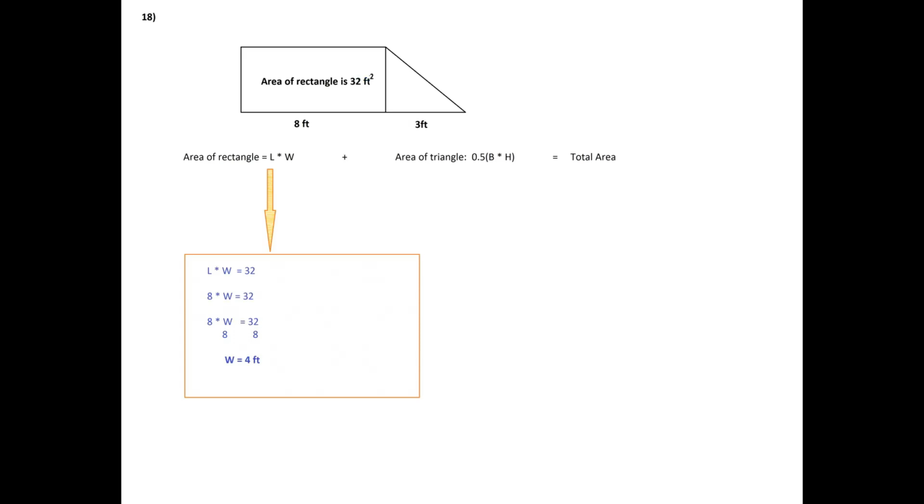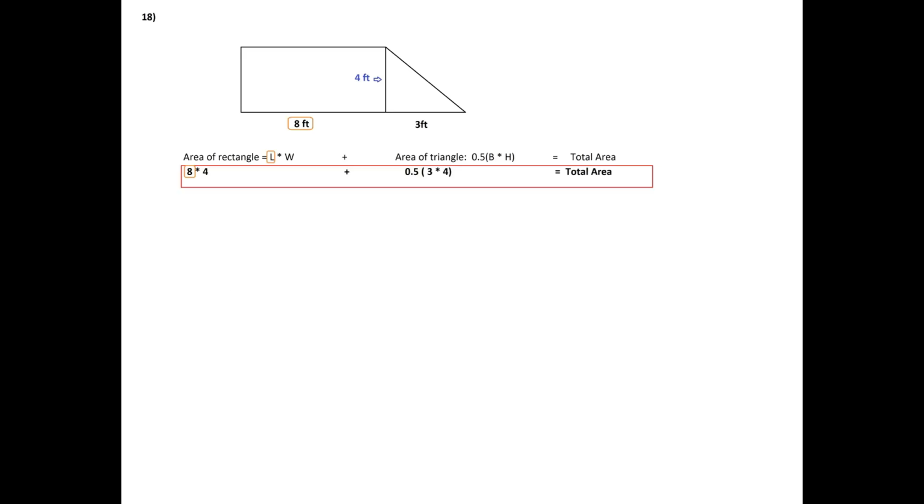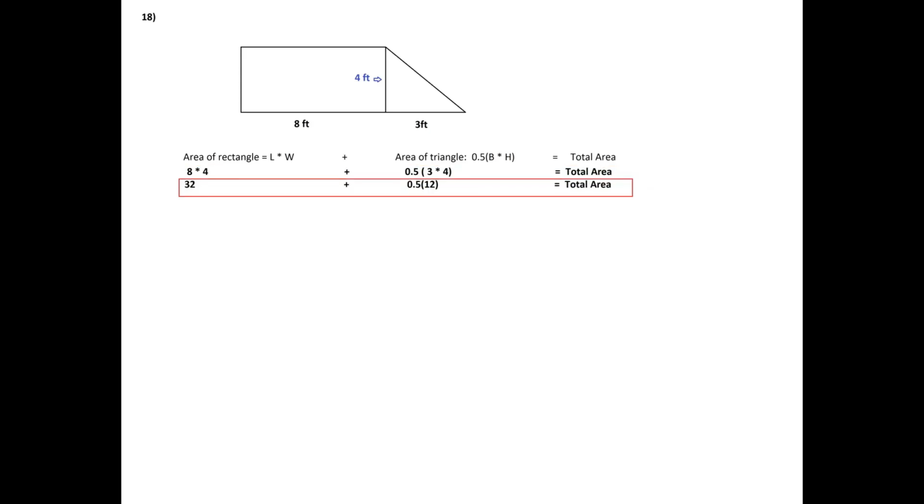All right, so 8 times W equals 32, and just divide both sides by 8. I don't have my line in there for some reason, but that's what we have. So now we know that the rectangle has a width of 4 feet, a length of 8 feet, and we also have our two legs of that right triangle. So let's go on. What else does that tell us? Well, we now can fill in our area of our rectangle, 8 times 4, plus the area of our triangle. And the formula for an area of a triangle, of course, is 0.5 times 3, which is our base, times our height, which we now know is 4 feet, and that's going to give us the total area of this entire figure. All right, now we start simplifying.